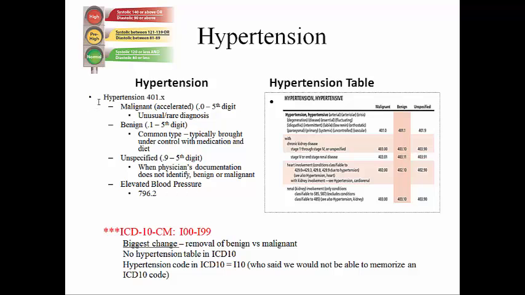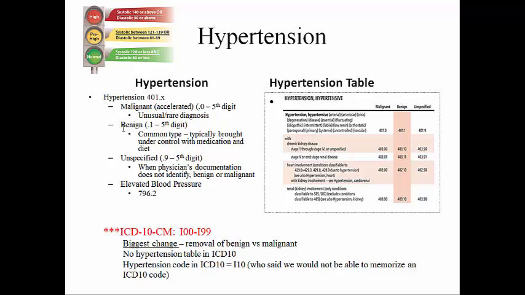So there are three types of hypertension, and malignant is rare, and it's usually accompanied by papilledema, and it's often associated with heart and kidney failure. But again, just because the coder sees those clinical indicators, the physician would have to document malignant in order for the coder to choose 401.0.